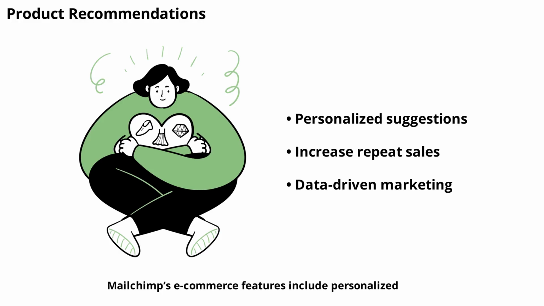Mailchimp's e-commerce features include personalized product recommendations based on customer behavior. By analyzing past purchases and browsing history, Mailchimp can suggest relevant products in emails, increasing the likelihood of repeat sales. This level of personalization helps businesses maximize revenue from existing customers.